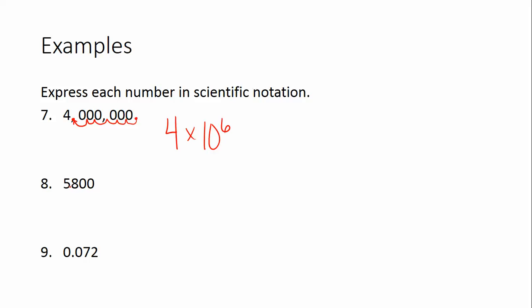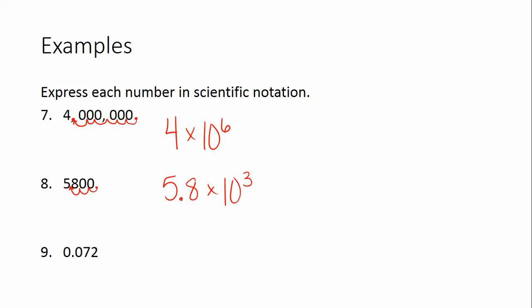5,800. So we want the decimal to be here. That's 5.8. It is back here. So you move it 1, 2, 3 times. So that's 5.8. And if the last digits are all zeros, and I should have mentioned this in problem 7, we don't have to write all those. So you don't have to say 5.800. You can just say 5.8. And again, we moved it 3 times, so it's times 10 to the 3rd. And it's a positive 3 because 5,800 is a larger number.